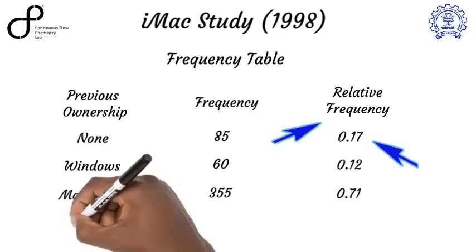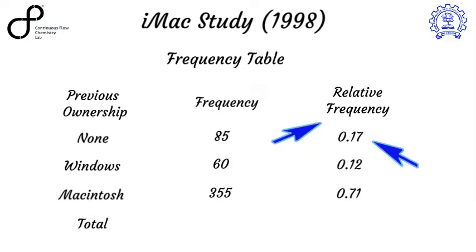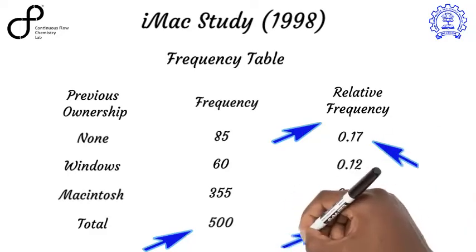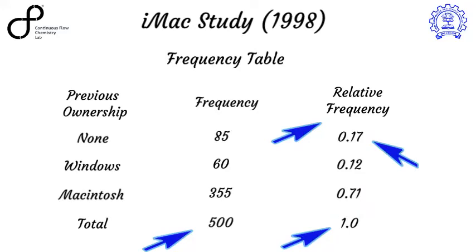It is important to note that the total of the frequency column should be equal to the total number of customers surveyed. The total of the relative frequency column should add up to 1 if the data is calculated properly.